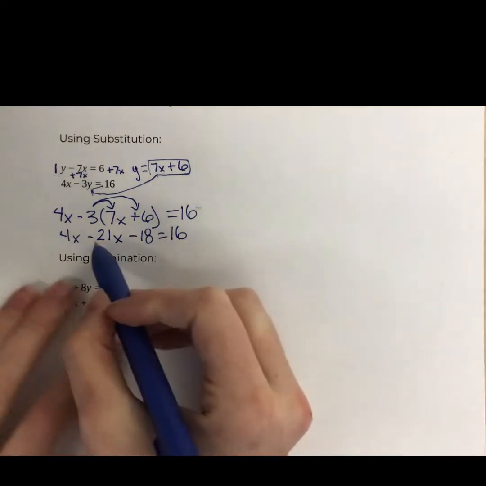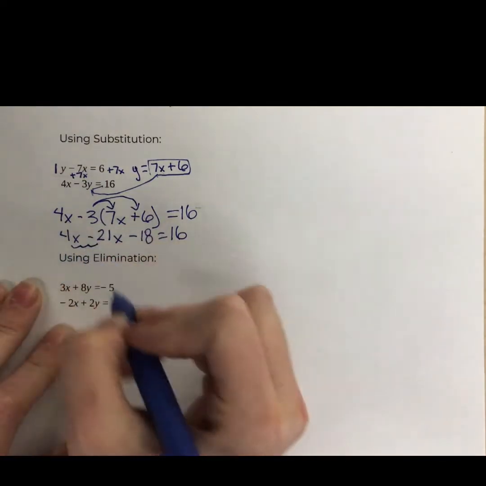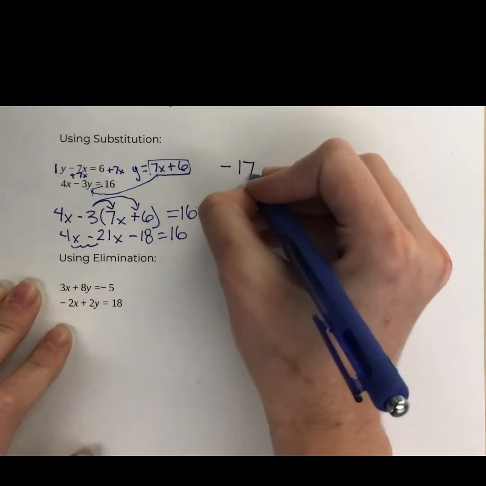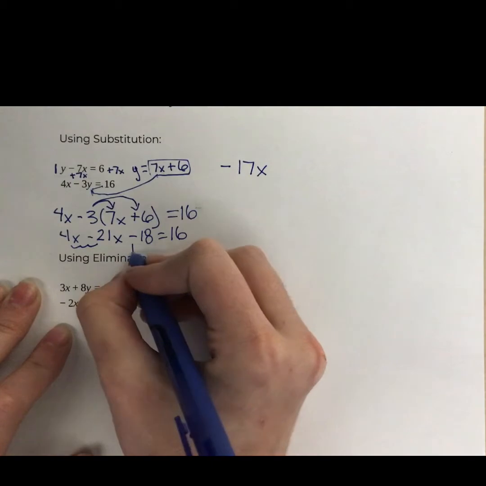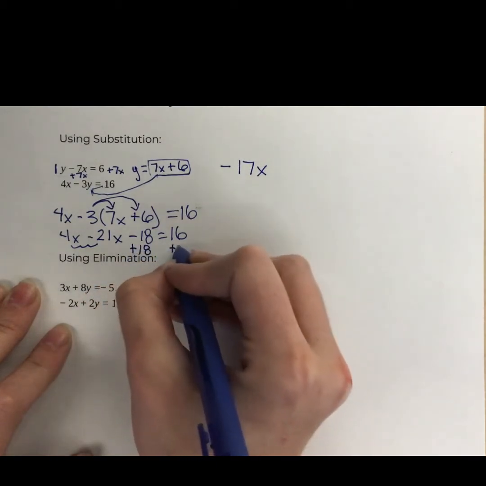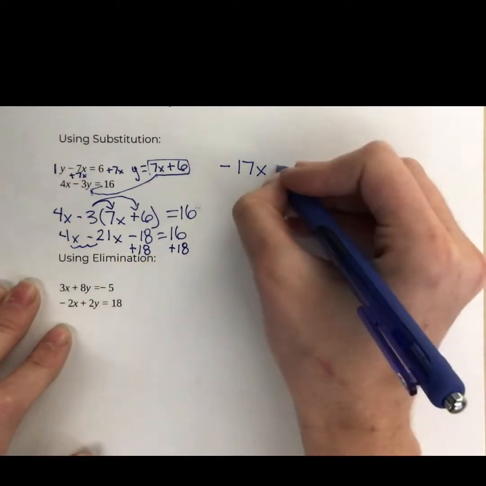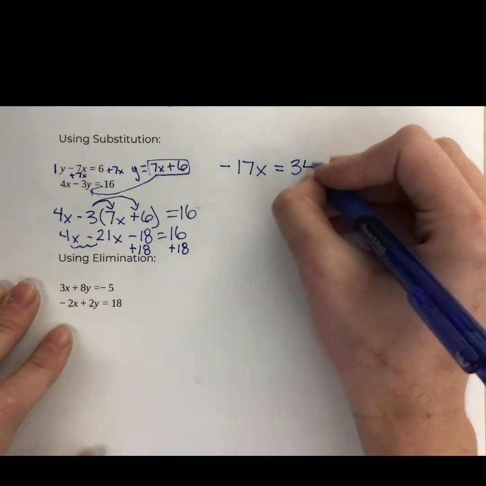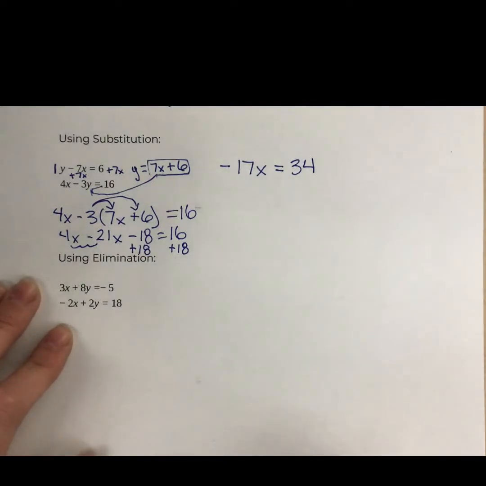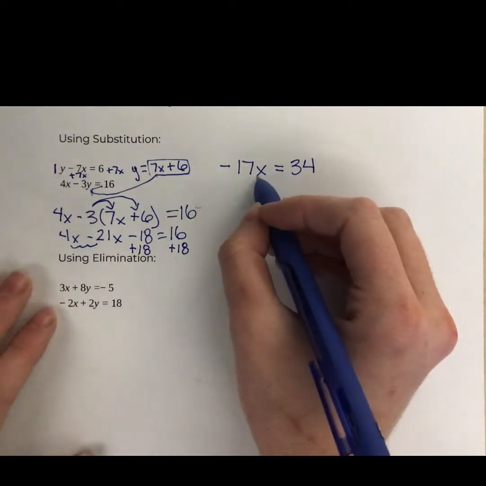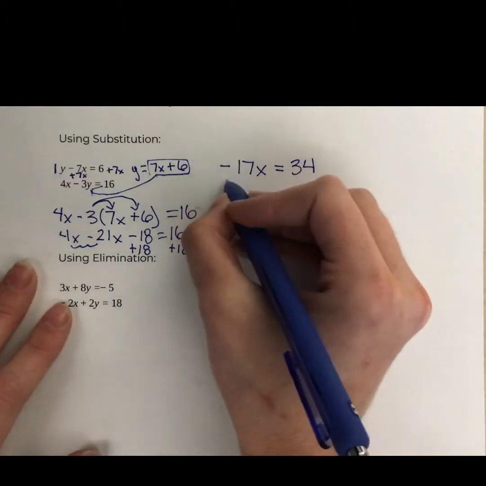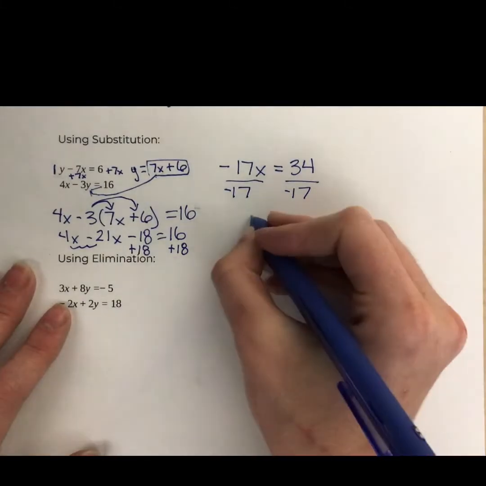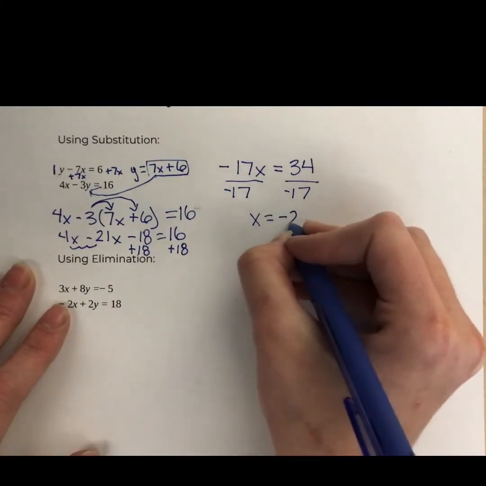Well, I want to combine like terms, so I'm going to combine these x's together, and that would give me a negative 17x. And then I want to move my constant terms to all be on the same side. So this would be equal to 34. Well, I want to figure out what just one x is, not negative 17 x's. So I divide both sides by negative 17. And I would get x equals negative 2.